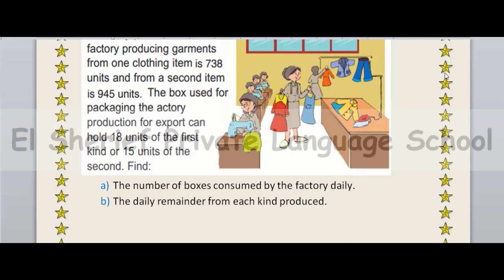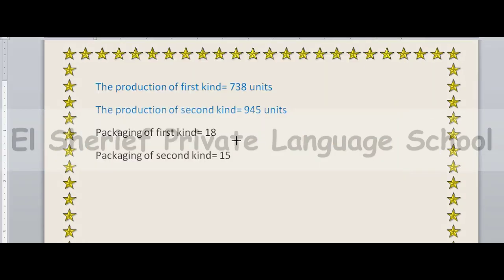هنبدأ بده أول حاجة. يبقى احنا هنا المفروض يعني عندنا كام يونس هنا دلوقتي؟ الفيرست كايند عندي 738 يونت، في السكند كايند 945. لما البوكس الواحد من الفيرست كايند بياخد قد ايه؟ بياخد 18 يونت. طيب ومن التاني 945 بياخد منها قد ايه؟ بياخد 15. طيب انا دلوقتي عايز اعرف هحتاج كم صندوق علشان اعمل باكجينج للفيرست كايند والسكند كايند، وبرده عايز اعرف الريميندر اللي هيفضل عندي لسه في الفاكتوري، اللي يعني هيبقى فايض عن البوكس اللي عندي.